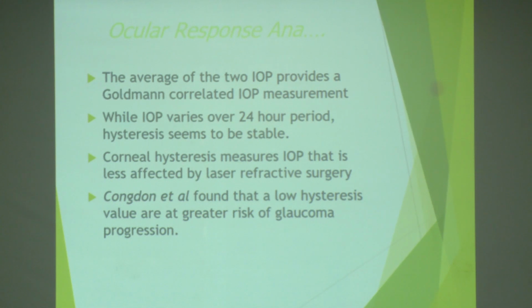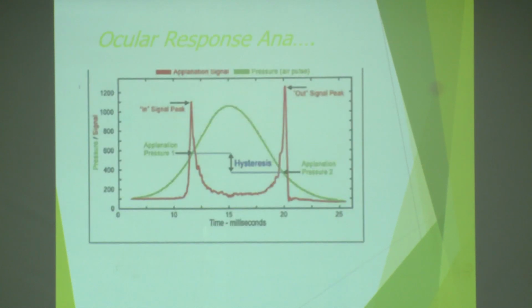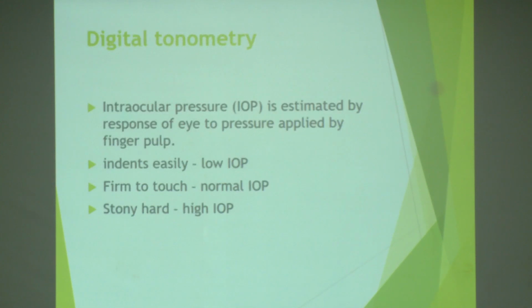While the IOP varies over a 24-hour period, the hysteresis seems to be stable. And corneal hysteresis measures IOP that is less affected by laser refractive surgery. Congdon et al. found that low hysteresis values are at greater risk of glaucoma progression. The difference between the applanation pressure 1 and applanation pressure 2 is called the corneal hysteresis.